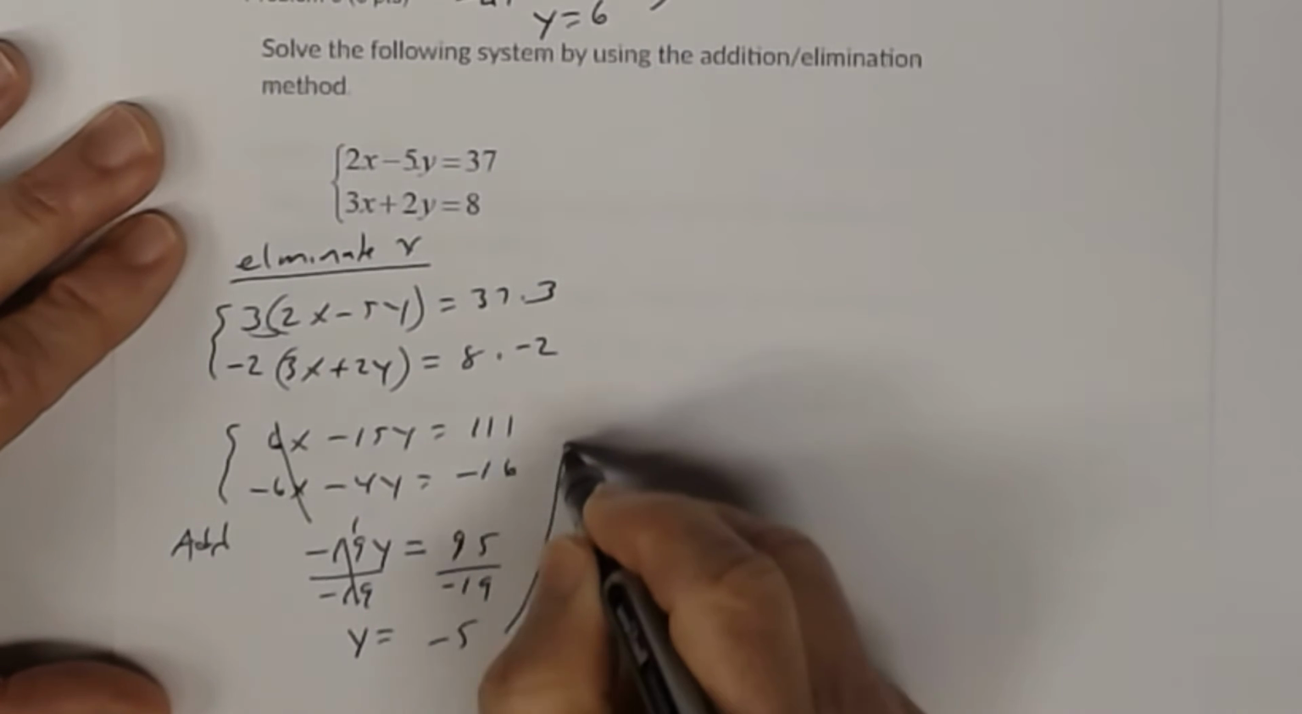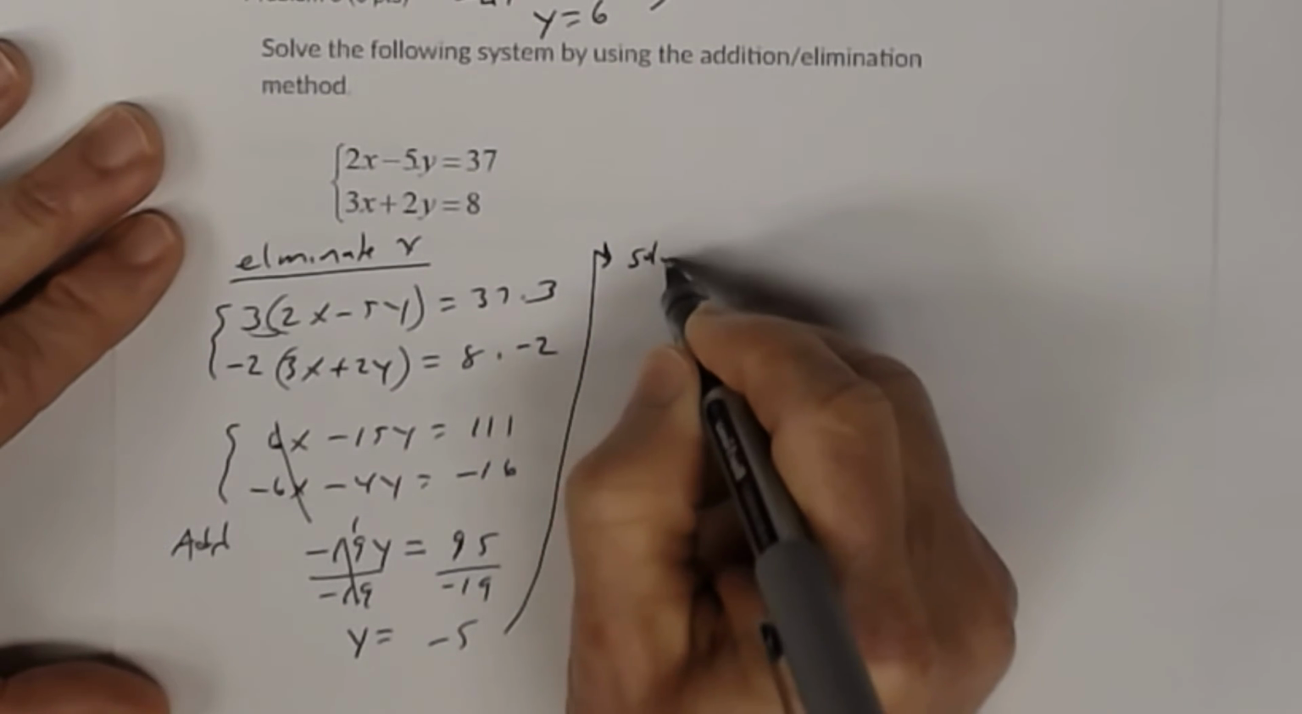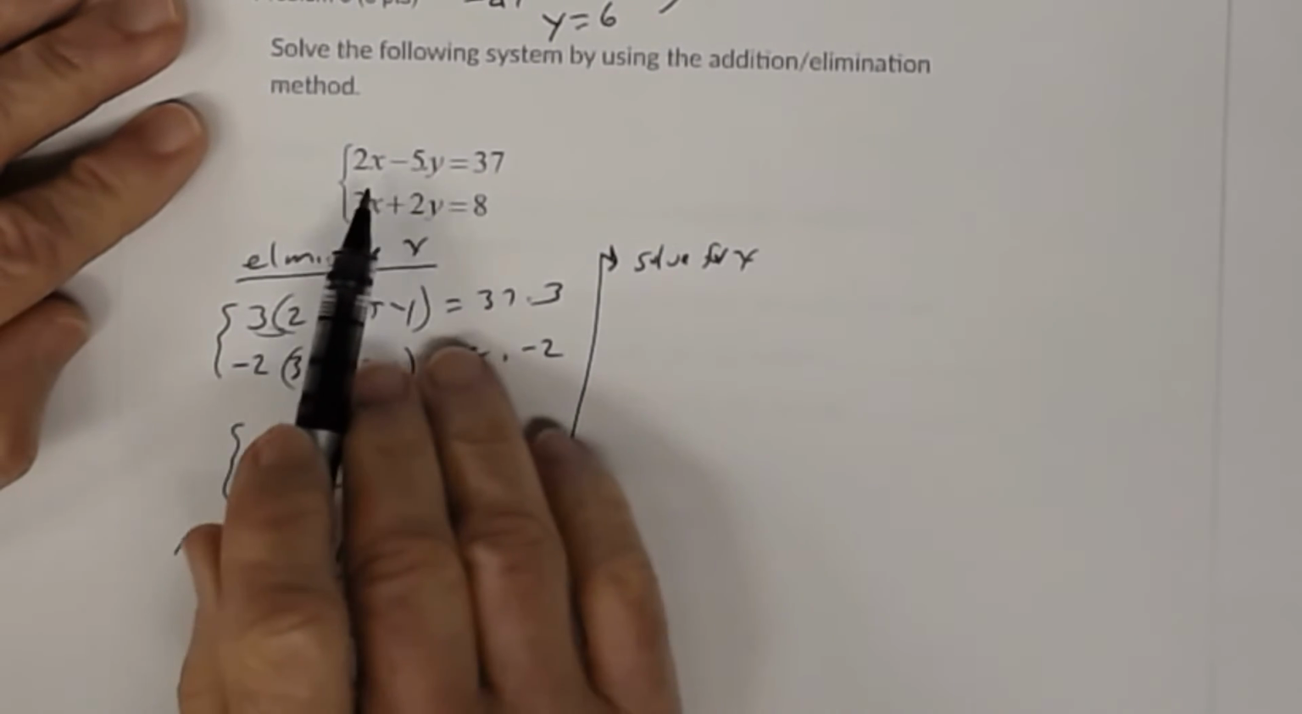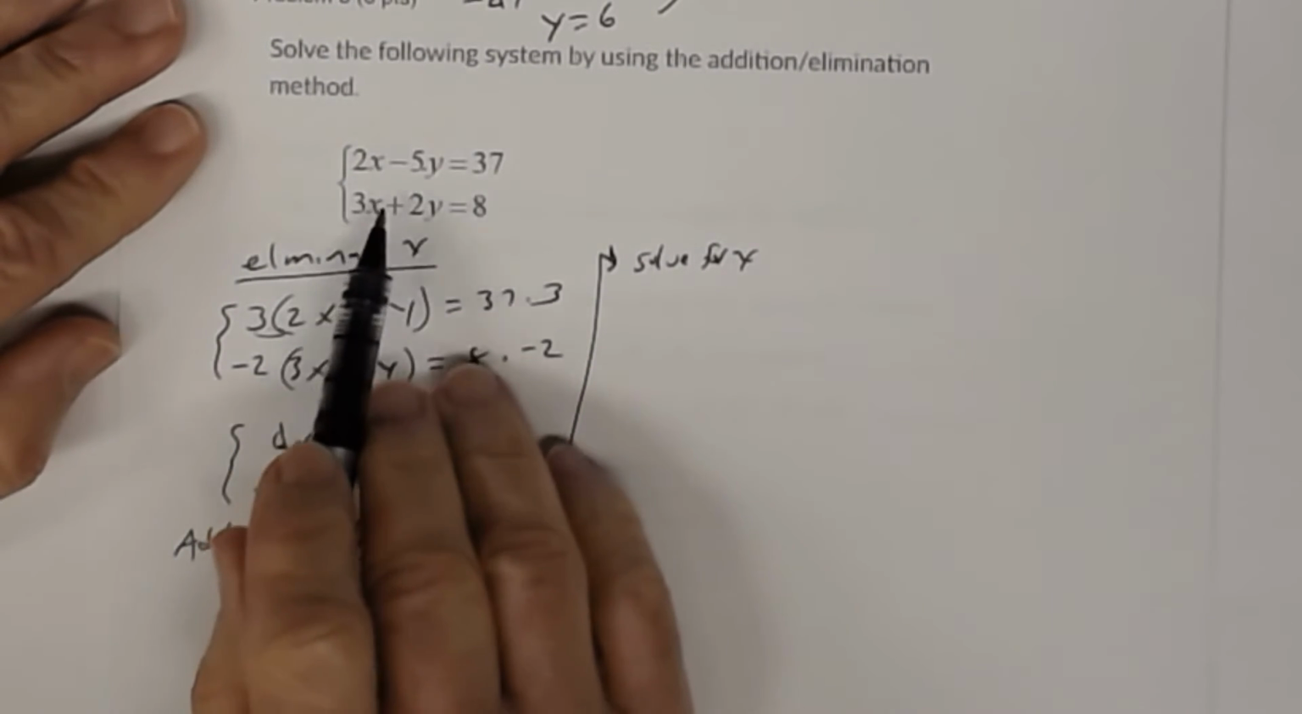Now, remember the next step is to solve for x. It does not matter which equation you go back into. You can use the first one or the second one. Let's go ahead and use the second one.